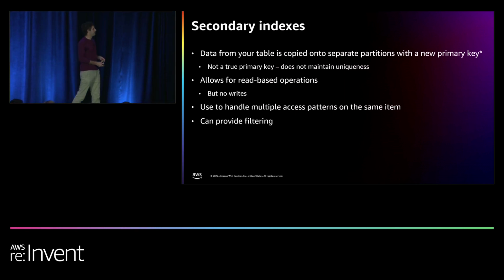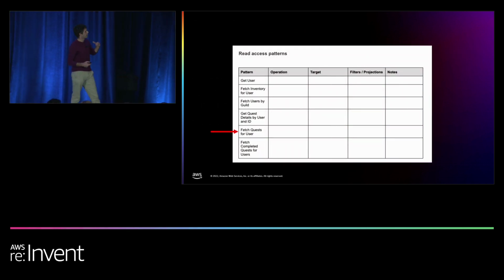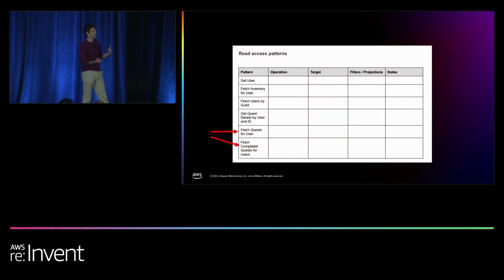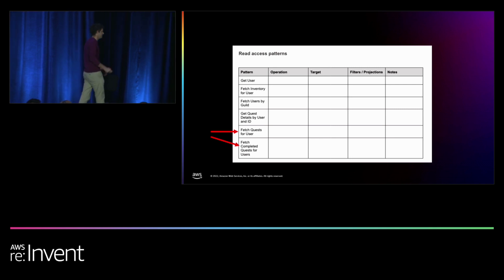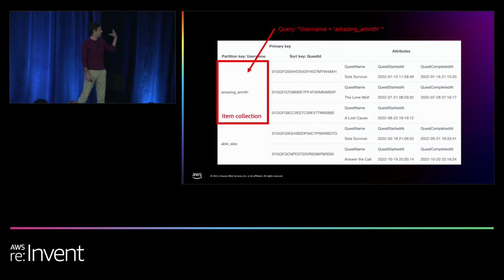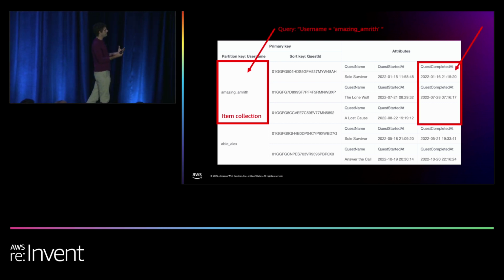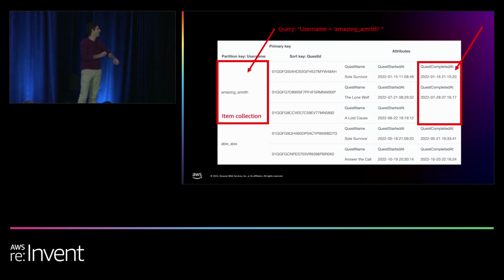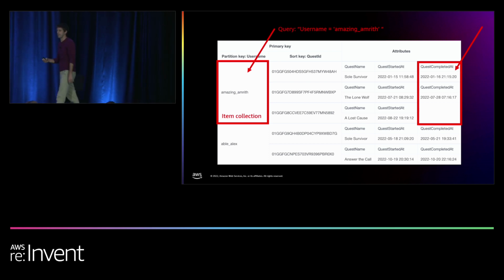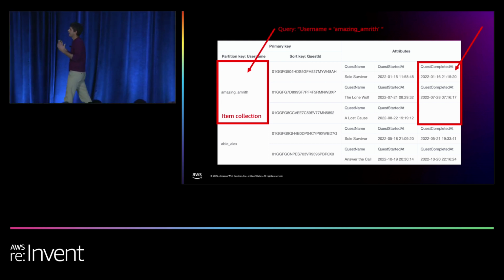They can also provide filtering using a pattern called sparse index. So let's go back to those patterns I talked about earlier. We want to fetch the quests for a user and also fetch the completed quests for a user, right? How can we efficiently filter that out? We showed how you can get all the quests for a user, right? You go to that item collection, use that query, specify that partition key, but we basically want to filter out all the records that don't have a quest completed at date, right? And we could just fetch all those and filter it in memory, but ideally we could have a more narrow, more focused query.